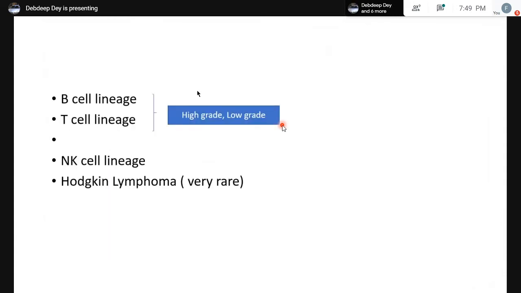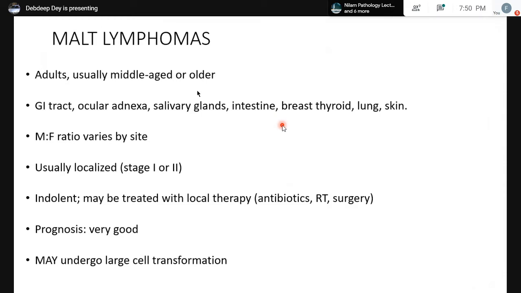So we've touched upon the high-grade B-cell lymphomas among the extranodal lymphomas. Now we go into the low-grade B-cell lymphomas. The MALT lymphomas are the most common of these low-grade B-cell lymphomas. It usually happens in adults, usually middle-aged or older patients. It happens in the GI tract, ocular adnexa, salivary glands, intestine, breast, thyroid, lung, and skin. You almost name it, and in any organ you can have it. Male to female ratio varies by site.